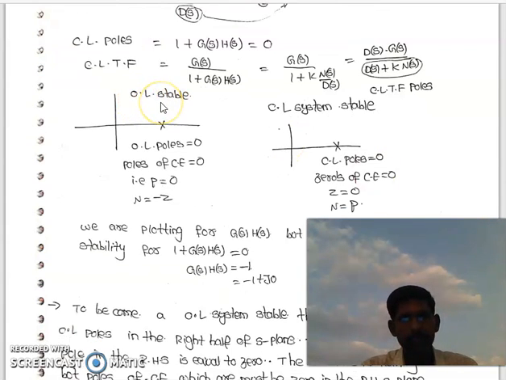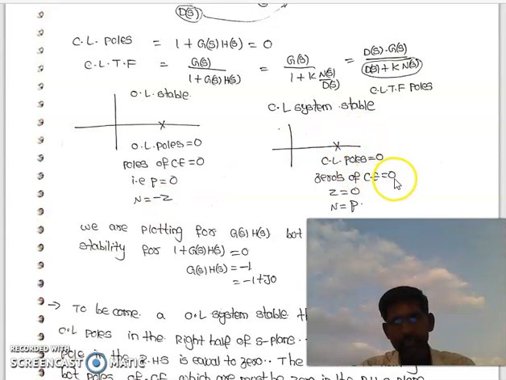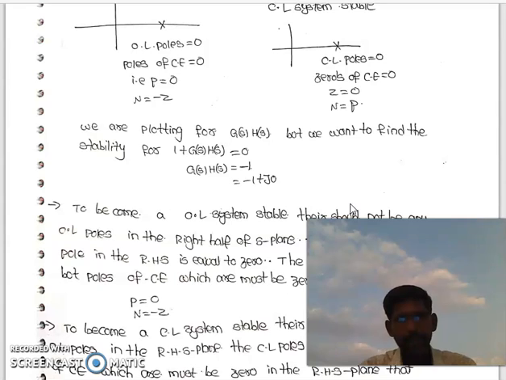So for the open loop system to be stable, open loop poles equal 0, poles of characteristic equation equal 0. That is P equals 0, and if P equals 0, N equals minus Z. Closed loop poles equal 0, zeros of characteristic equation equal 0, Z equals 0, so N equals P. We are plotting for G of s H of s, but we want to find the stability for 1 plus G of s H of s equal to 0. It's very important. So from this we can write G of s H of s equal to minus 1. This minus 1 can be written as minus 1 plus j0.